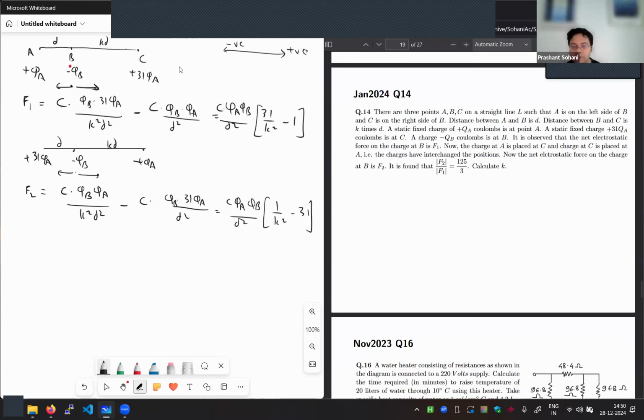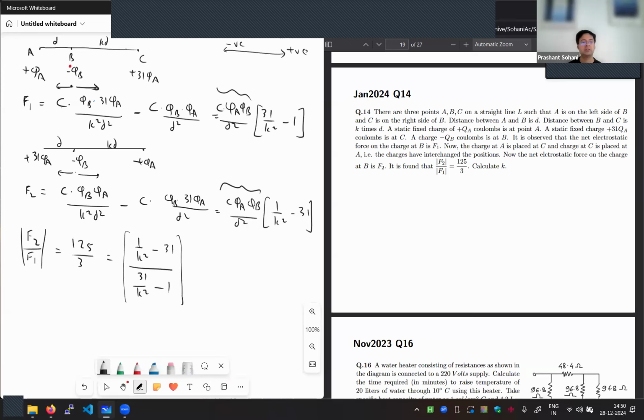Okay. And then we are given the magnitude of F2 upon F1. So it is given that F2 upon F1 is 125 by 3. So that will be equal to, so when you take the ratio, whatever is outside the bracket is just going to cancel, right? So we don't have to write that also. So what will be left is just 1 upon K square minus 31 upon. So this whole fraction has to be inside this absolute value, right?